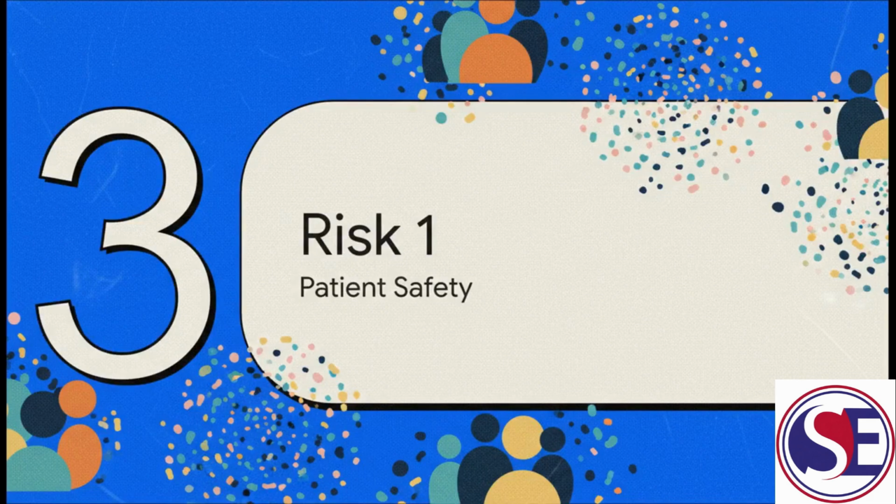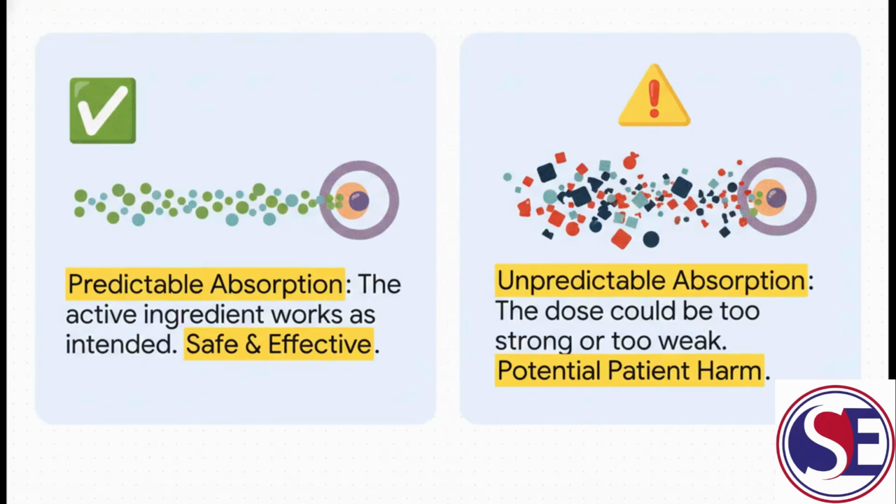Now, let's talk about why this is such a big deal. We'll start with risk number one, which is and always will be the most important factor, patient safety. This slide really lays it all out. When PSD is consistent, the active ingredient is absorbed by the body predictably. It just works as intended. But when it's inconsistent, well, absorption becomes a dangerous wild card. The dose could be too strong and cause harm, or it could be too weak and be completely useless. This isn't some small quality issue. It's a direct threat of patient harm.